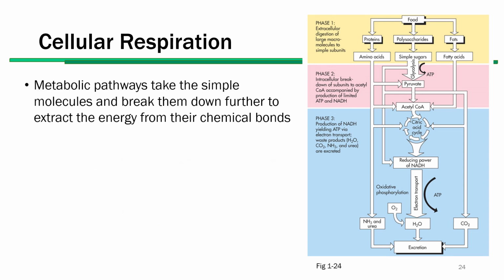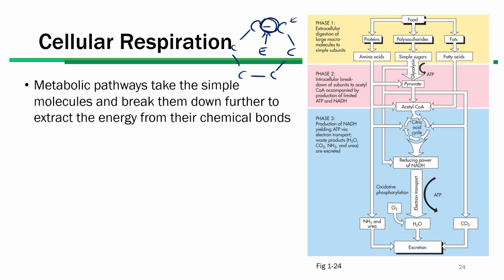Metabolic pathways take the simple molecules and break them down further to extract the energy from their chemical bonds. When we look at something like glucose, glucose has 6 carbons and it's going to have oxygens and hydrogens attached, and I won't draw all those. But we're not interested in the carbon. We actually want to get rid of that. We breathe it out. We want this bond energy. That's what our cells need, the energy in that bond.